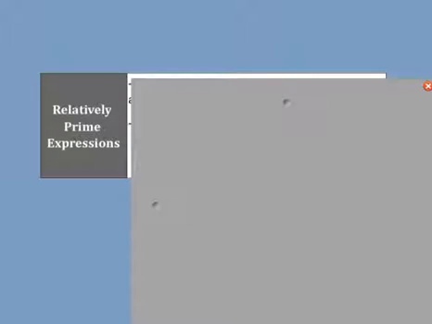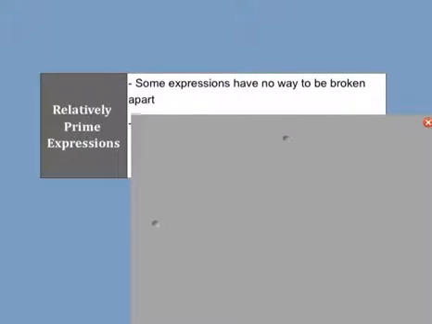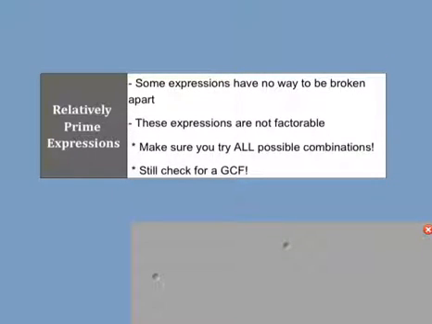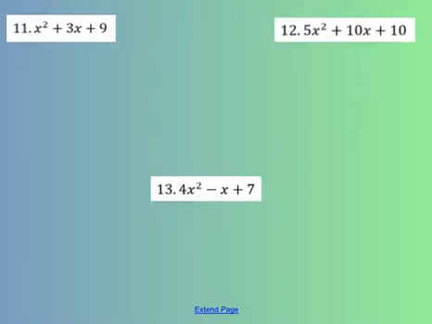Relatively prime expressions. So these are the ones, some expressions have no way to be broken apart. These expressions are not factorable. Make sure you try all possible combinations. Still check for a GCF. So there's going to be problems where you just can't factor them. Nothing goes into both of them. We teach you this last because every single one up to this point has been factorable. You just weren't trying hard enough or you didn't have enough number sense to find it. Now we're going to show you there are some that don't work.